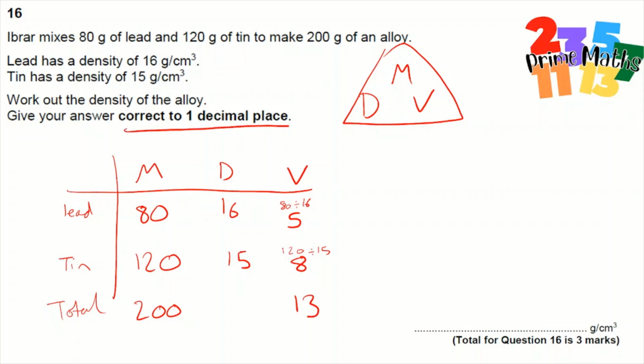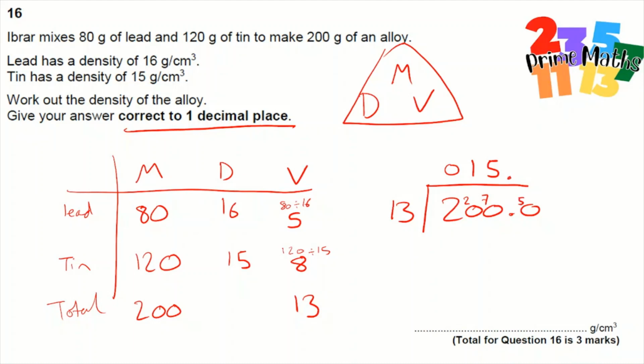This wants our answer correct to 1 decimal place, which means that we're going to have to do some division. We want to do our density as our mass divided by volume, so 200 divided by 13. 13 into 2 goes 0 times, with 2 left over. 13 into 20 goes once, with 7 left over. We want it to 1 decimal place. We know we're going to have a remainder. 13 into 70 goes 5 times, and it has 5 remainder.